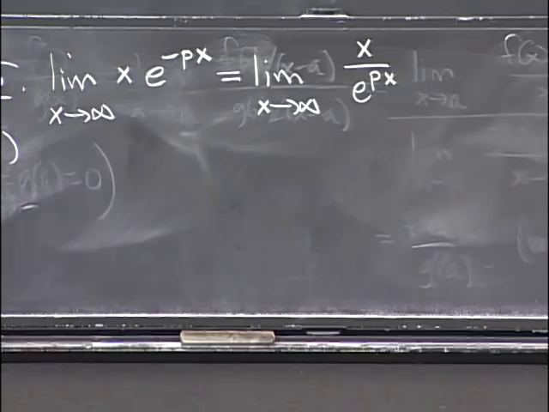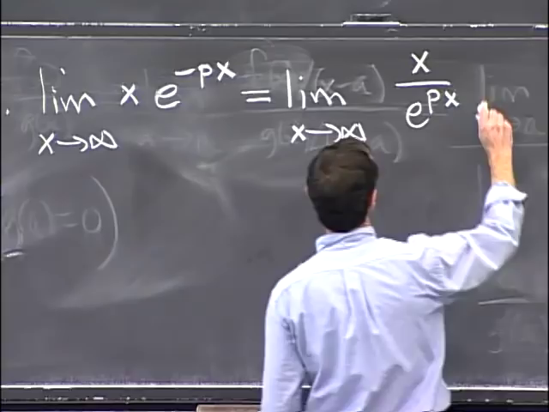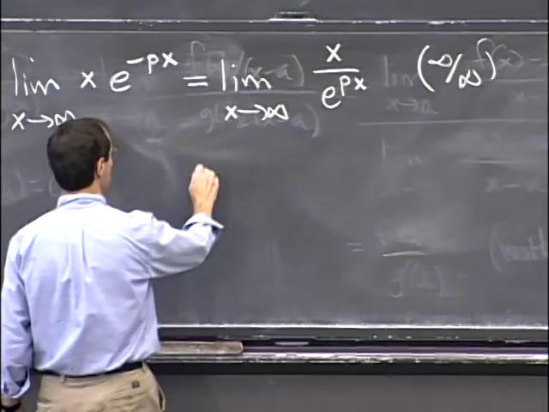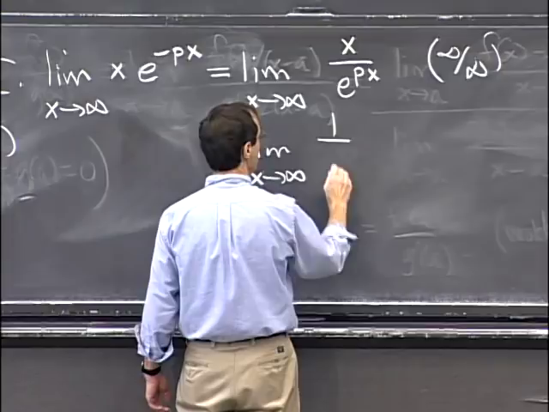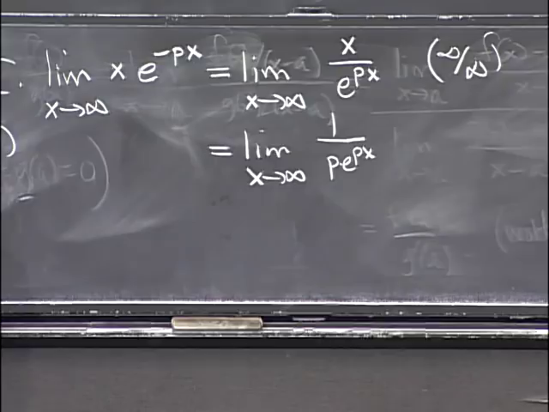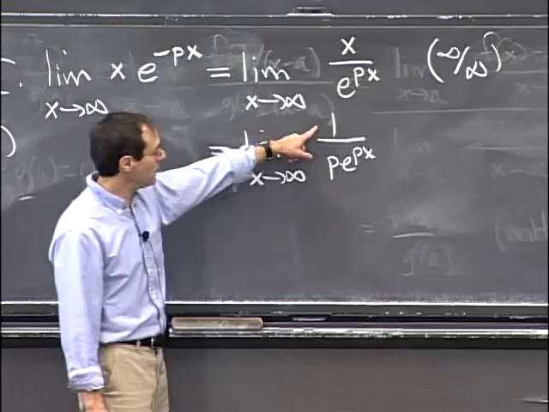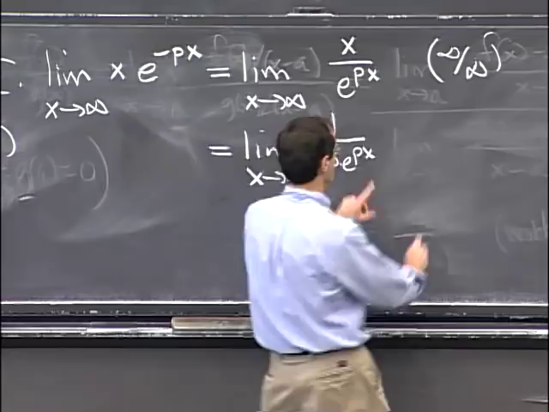And now it's of this form infinity over infinity. So we're okay with that. And now that's the same as the limit as x goes to infinity of 1 divided by p e to the px. So where does that go as x goes to infinity? Now we can decide. The 1 stays where it is, and this, as x goes to infinity, goes to infinity. All right, so the answer is 0.